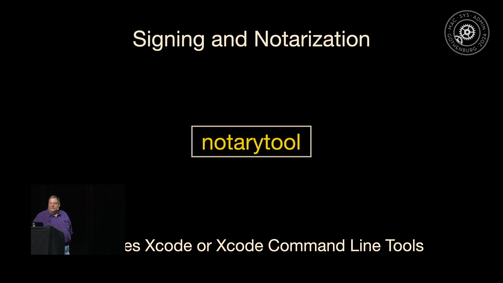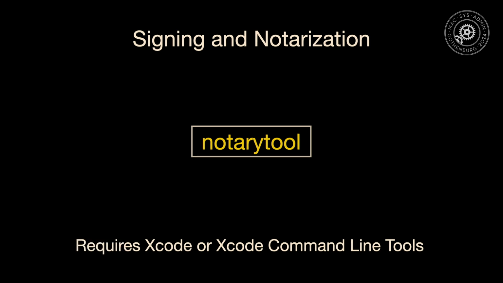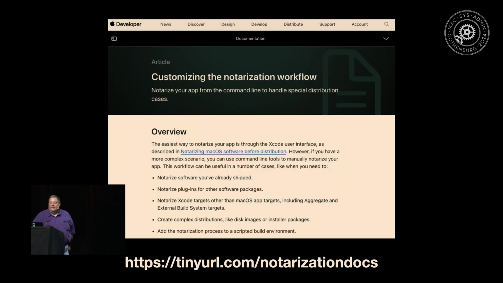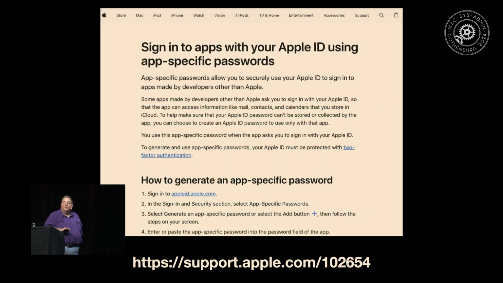So for notarization, Apple provides a command line tool called Notary Tool. This is not included with the stock install of macOS, so you'll need to install either Xcode or the Xcode command line tools to have access to it. Again, we have limited time in the talk. I'm not going to go into the details of how to configure notarization. For those who want to know more, I would encourage you to go to the link at the bottom of the screen for information about how to get started. Now, one thing I will mention with regards to notarization is that you'll need to set up an app-specific password for the Apple ID you're using for notarization if you're using the Notary Tool command line tool. For more information on this, please see the information at the bottom of the screen.